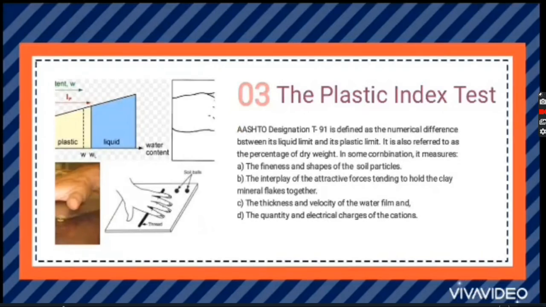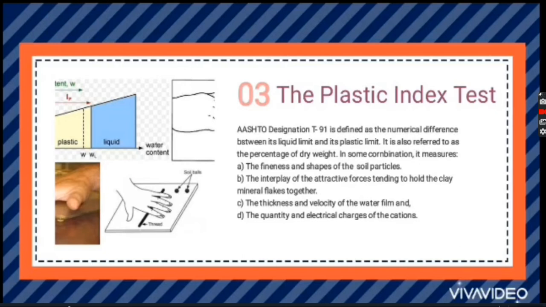Third, we have the plasticity index test. AASHTO designation T91 is defined as the numerical difference between the liquid limit and the plastic limit. It is also referred to as a percentage of dry weight. In some combination, it measures the fineness and shape of the soil particles, the interplay of the attractive forces tending to hold the clay mineral flakes together, the thickness and velocity of the water film, and the quantity and electrical charges of the cations.